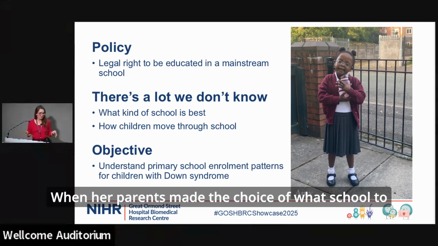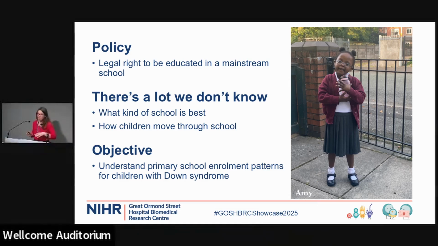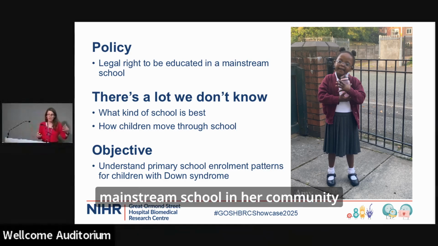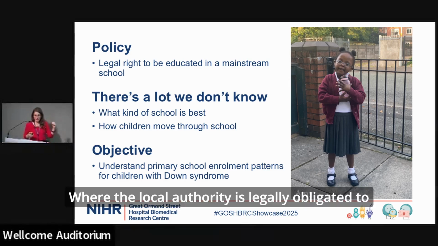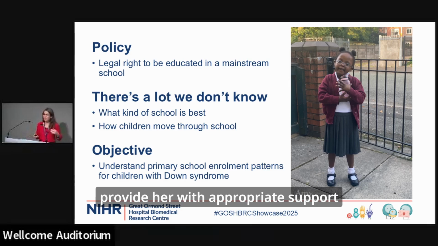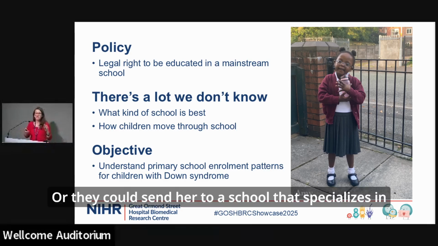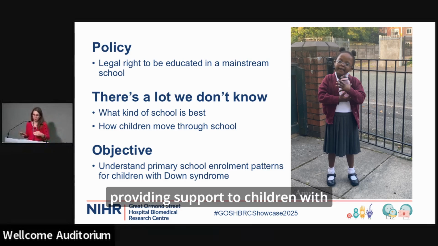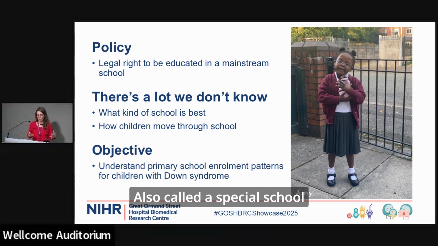When her parents made the choice of what school to send her to, they had two options. They could send her to a mainstream school in her community where the local authority is legally obligated to provide her with appropriate support. Or they could send her to a school that specializes in providing support to children with special education needs and disabilities, also called a special school.